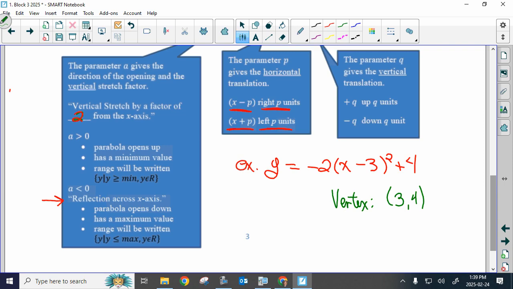Do you guys see that? So this p-value is telling you take your vertex, move it to the right 3, take your vertex, move it up 4. This is now your vertex. Usually your vertex was sitting at 0 and 0, right? Now this is going to tell you horizontal translation right 3, vertical translation up 4. This is your new vertex.